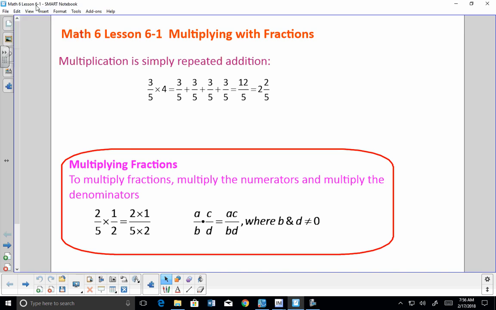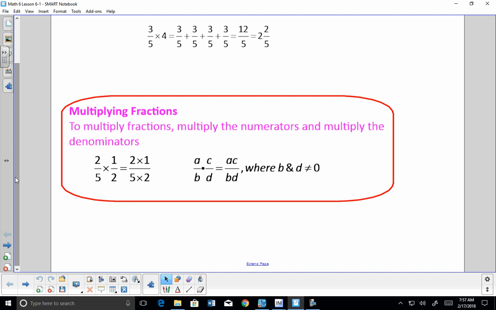This is Math 6, Lesson 6-1, Multiplying with Fractions. Multiplying is simply repeated addition. So if we took 3/5 times 4, that means we would be repeatedly adding 3/5 4 times. So we'd have 3/5 plus 3/5 plus 3/5 plus 3/5, which would be 12/5, which if you change that improper fraction to a mixed number would be 2 2/5.